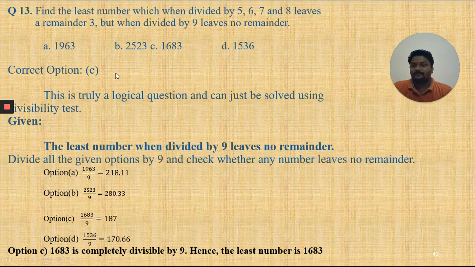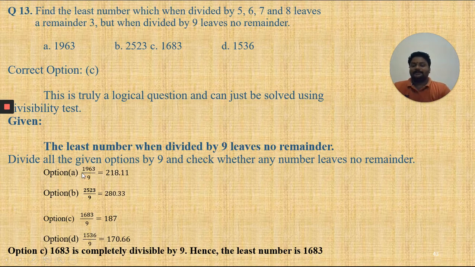Next, find the least number which when divided by 5, 6, 7 and 8 leaves a remainder 3, but when divided by 9 leaves no remainder, giving four options. This is truly a logical question and can be solved using the divisibility test. So given that the least number when divided by 9 leaves no remainder, divide all the given options by 9 and check whether any number leaves no remainder.